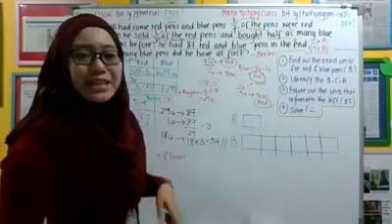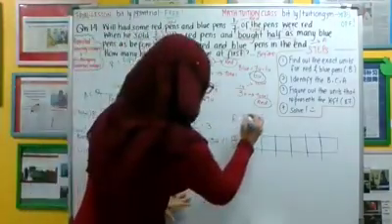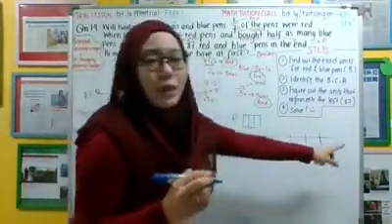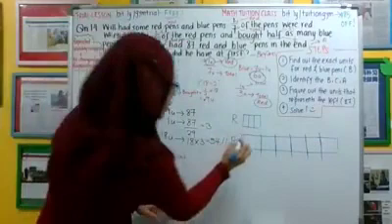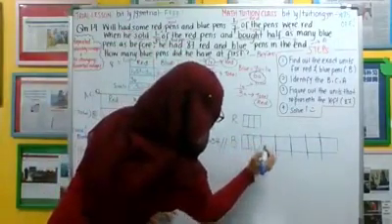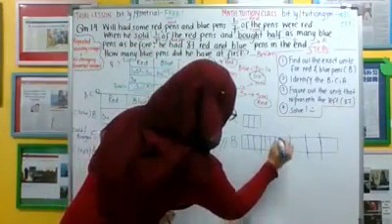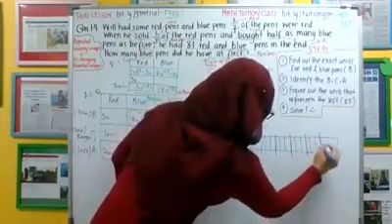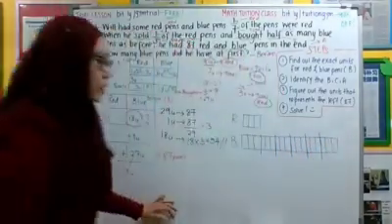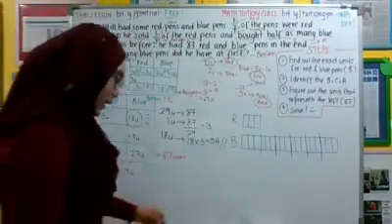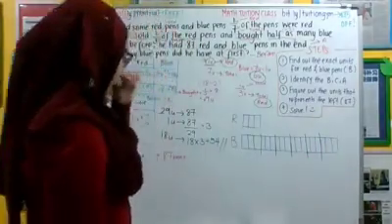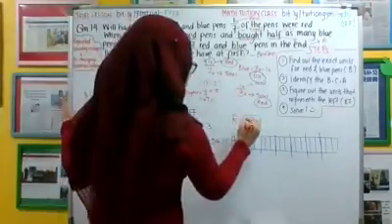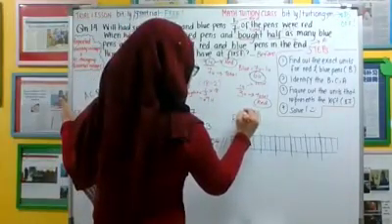which means the red pen must be cut into how many parts? 3. So 1, 2, 3. If you cut here into 3 parts, each of these parts must also be cut into 3. So 1, 2, 3, and so on for each part. Okay, I have cut it out already. Next, we have to shade the one that is sold for the red. 1 out of 3 is sold, so this one is sold.